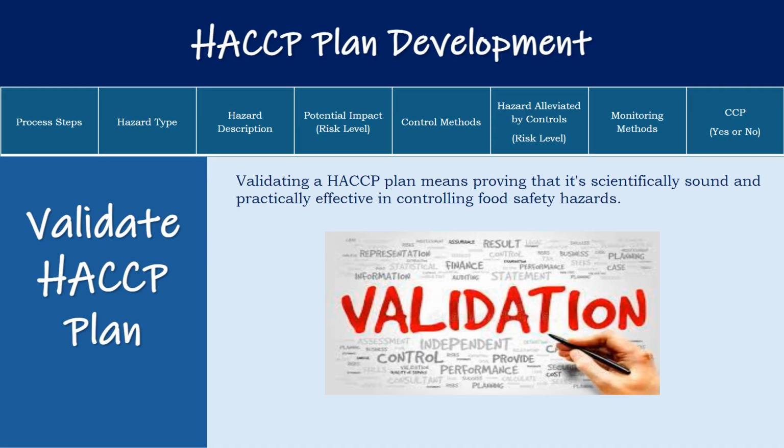Validating a HACCP plan means proving that it's scientifically sound and practically effective in controlling food safety hazards. This involves demonstrating that the plan's procedures, when followed, will consistently deliver a safe product. Validation is distinct from verification, which focuses on ensuring the plan is implemented correctly and effectively.